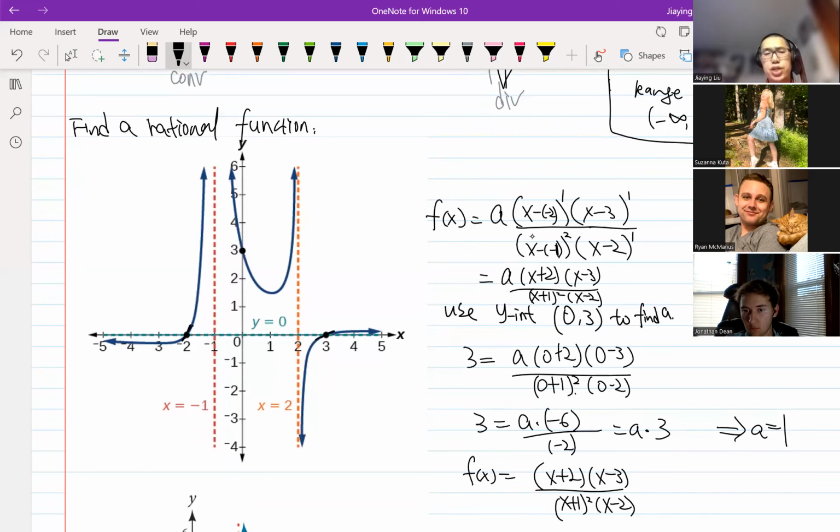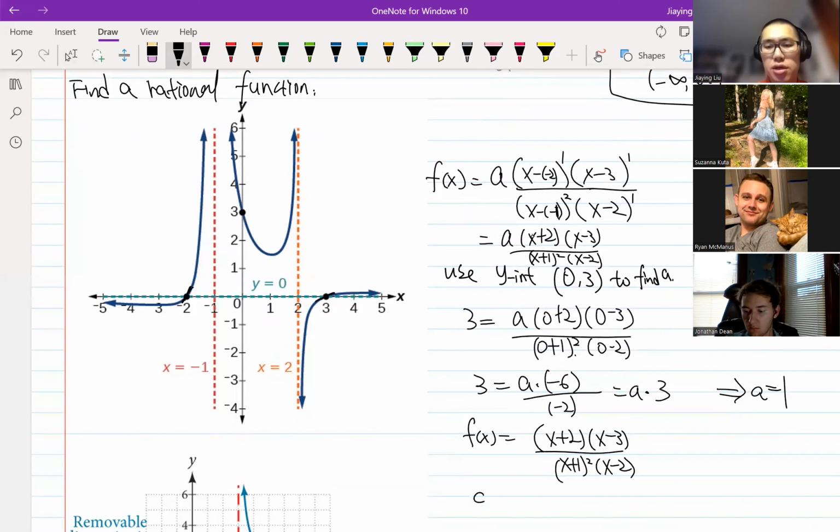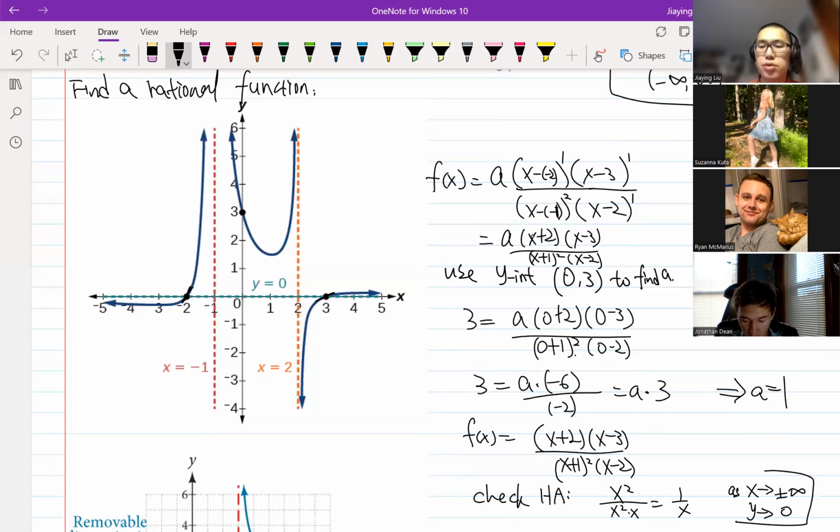And we should always double check the horizontal asymptote, to see if it makes sense. So check the horizontal asymptote. If we take the leading term of the numerator, we get x times x, x squared. If we take the leading term of the denominator, I get x squared times x, which is x cubed, so we get 1 over x. If x goes to infinity, I get 1 over infinity, which should be approaching 0, right? So as x goes to plus or minus infinity, y goes to 0. That's right. So we have a horizontal asymptote y equals 0.